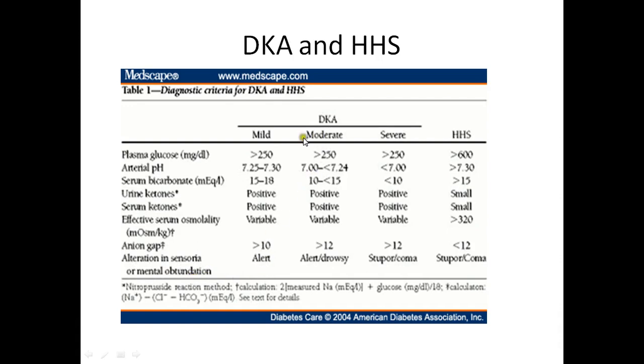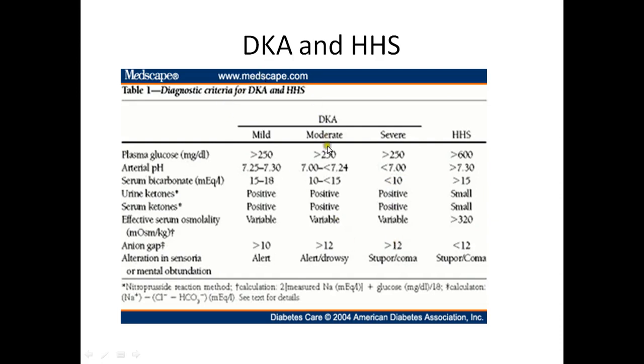In moderate, the sugars are more than 250, pH is coming down, between 7 to 7.24, bicarb is much lower, 10 to 15, urinary and serum ketones are positive, anion gap is more than 12, and patient is alert or drowsy. In severe, the glucose level is more than 250 with pH of less than 7 and bicarb of less than 10, with ketones positive, and anion gap more than 12.